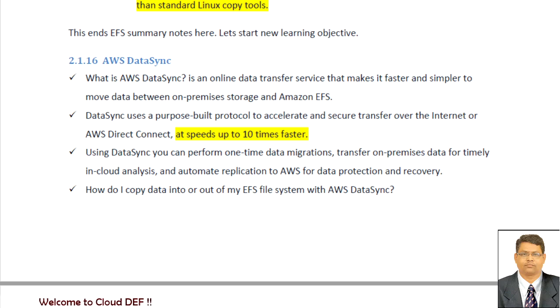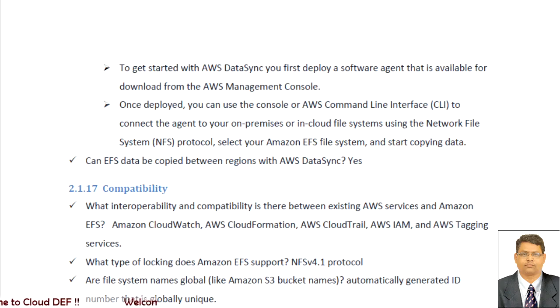How do I copy data into or out of my EFS file system with AWS DataSync? To get started with AWS DataSync, you first deploy a software agent that is available for download from the AWS Management Console. Once deployed, you can use the console or AWS Command Line Interface, CLI, to connect the agent to your on-premises or in-cloud file systems using the Network File System, NFS, protocol. Select your Amazon EFS file system, and start copying data. Can EFS data be copied between regions with AWS DataSync? Yes.